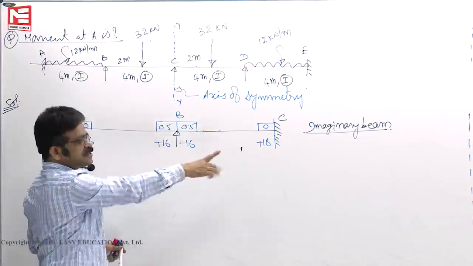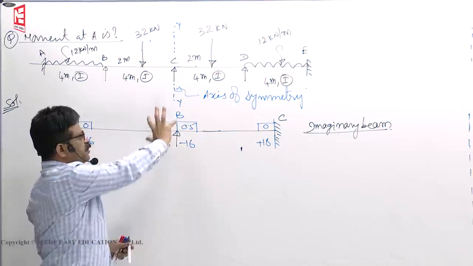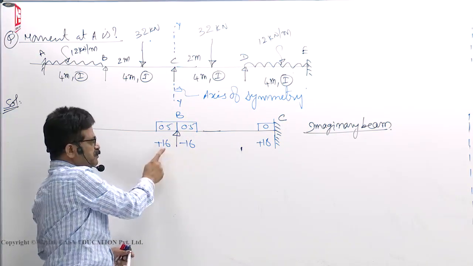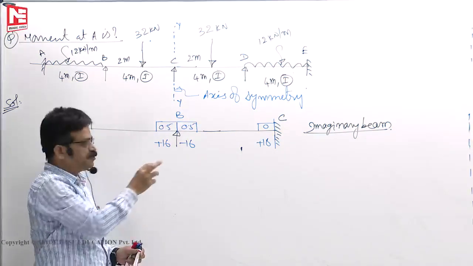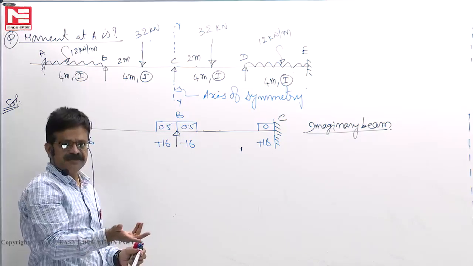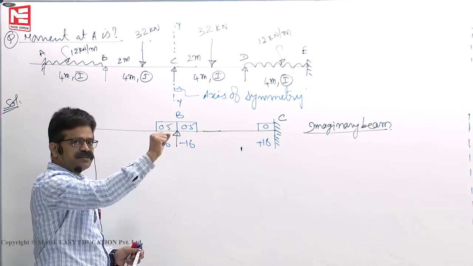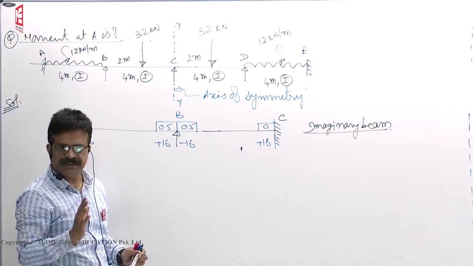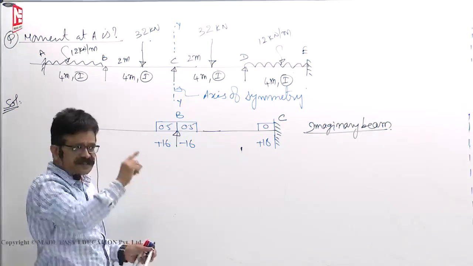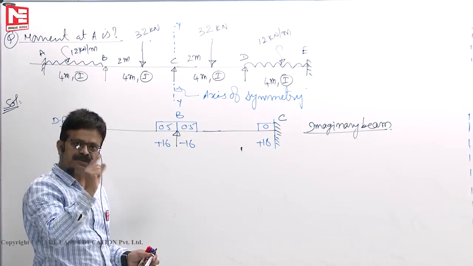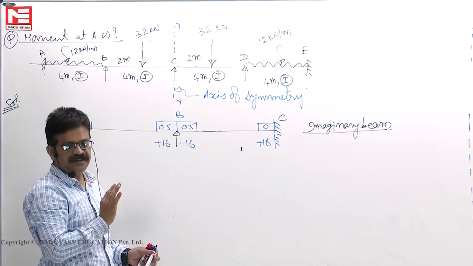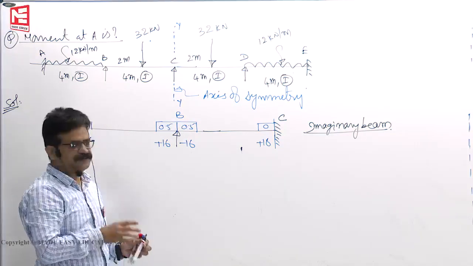A is already fixed, C is already fixed, so we don't touch them. To lock joint B, how much moment is needed? Plus 16 minus 16. That means the net moment is already 0. So to lock joint B, you don't require any moment. That means due to the applied loads itself, whatever fixed end moments are there, the joint is already locked. Locked means theta B is 0.